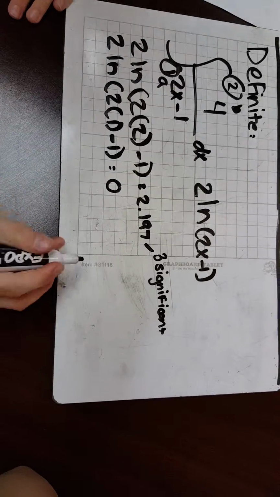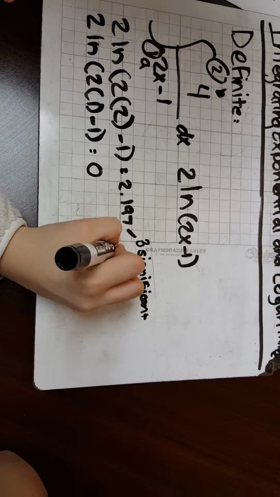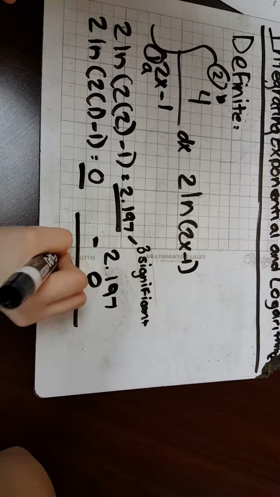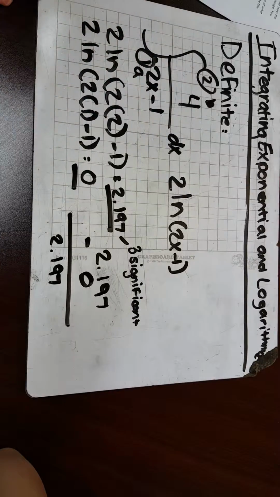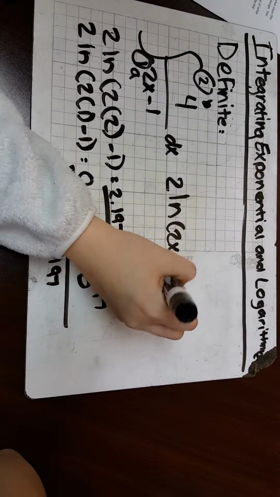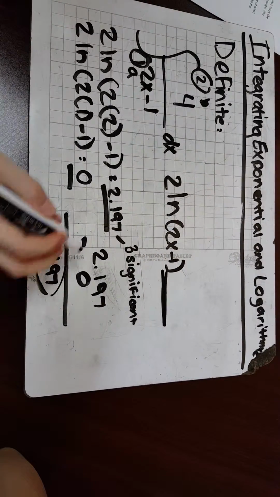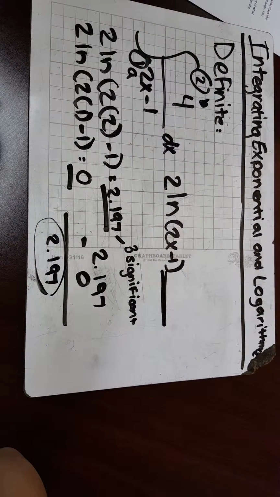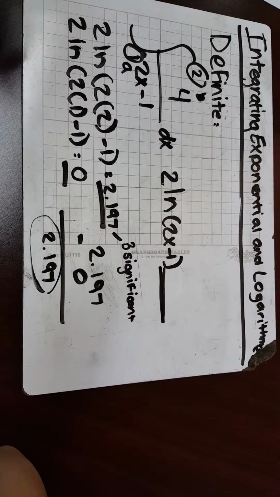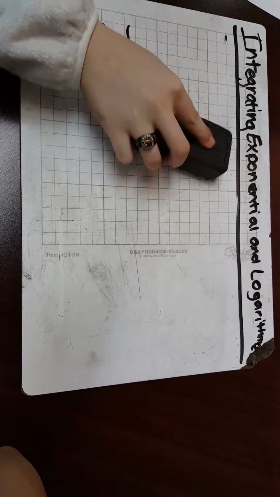So what do you do from here? Well, you subtract B, just B, from A. You're left with this. What's different about this than the indefinite one? Well, there's no plus k because you're given 2 points. So that was integrating logarithms.